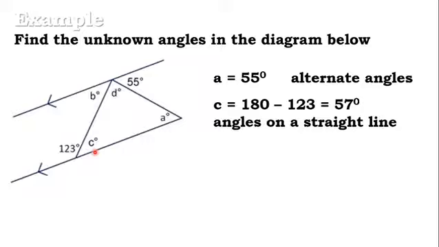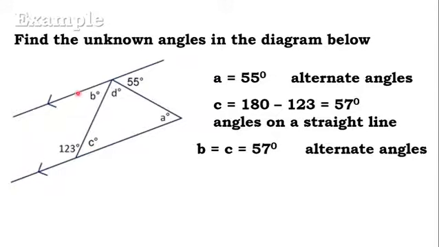And then the next thing that you can also observe here is that angle B would be equal to angle C. And the reason is because they are alternate angles. You can see this Z right here as well. Angle B and angle C will be equal, and they both will be equal to 57 degrees because angle C has been established to be 57 degrees, and that's alternate angles.